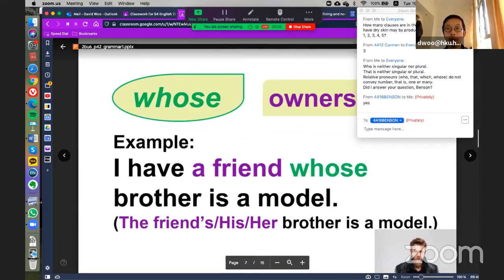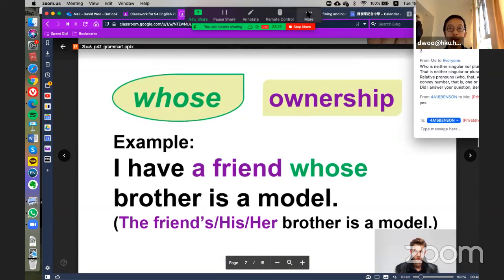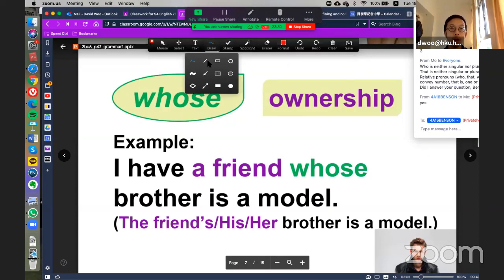All right, so we've seen this before. Whose refers to ownership, and we usually use apostrophes to convey ownership. I have a friend whose brother is a model. So whose means ownership, and we usually use an apostrophe to convey ownership.